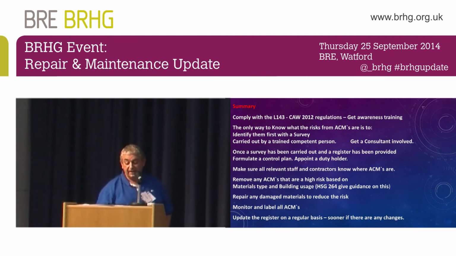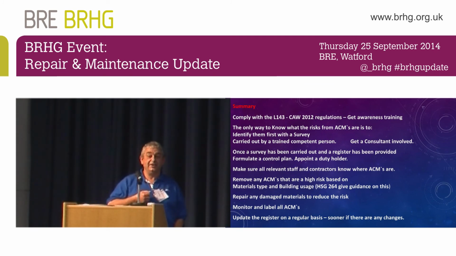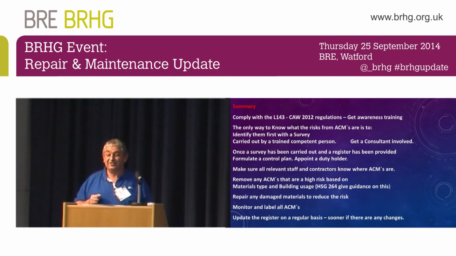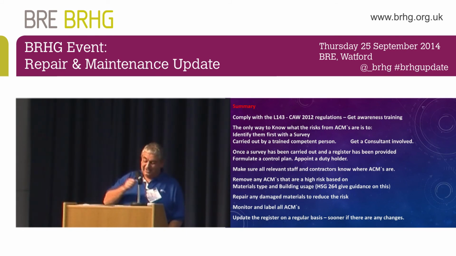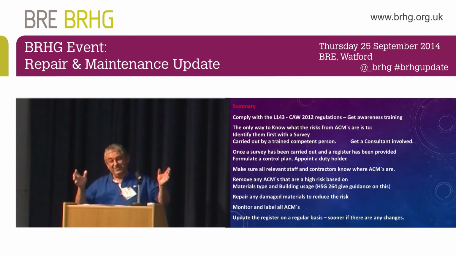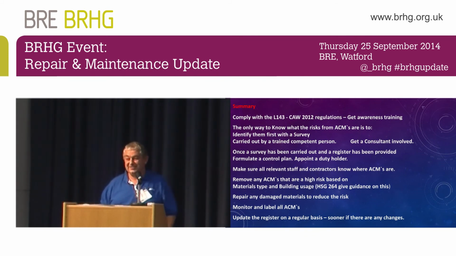Once a survey's been carried out and a register's been provided, formulate your control plan. Appoint a duty holder. Who's the person earning the most money in the company that can afford to go to prison the longest when it goes wrong? At the University of Essex, we appointed the Vice-Chancellor. Big meeting, Vice-Chancellor, he can go. He's ultimately the duty holder.